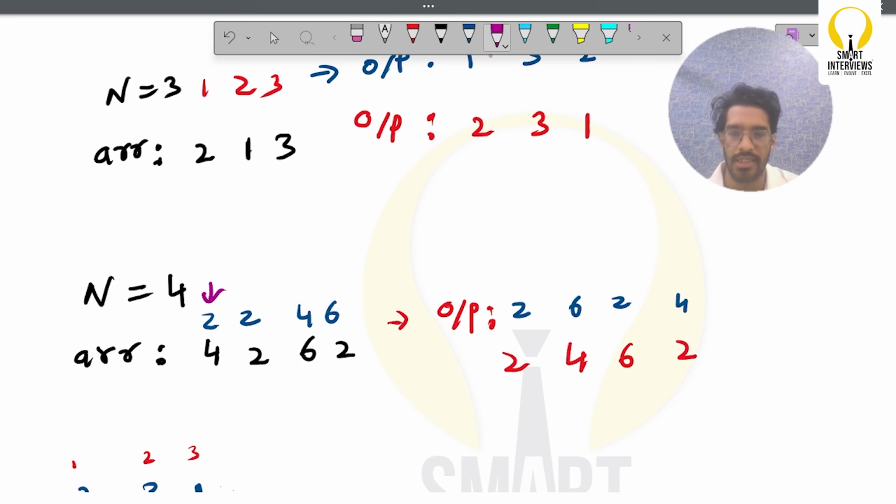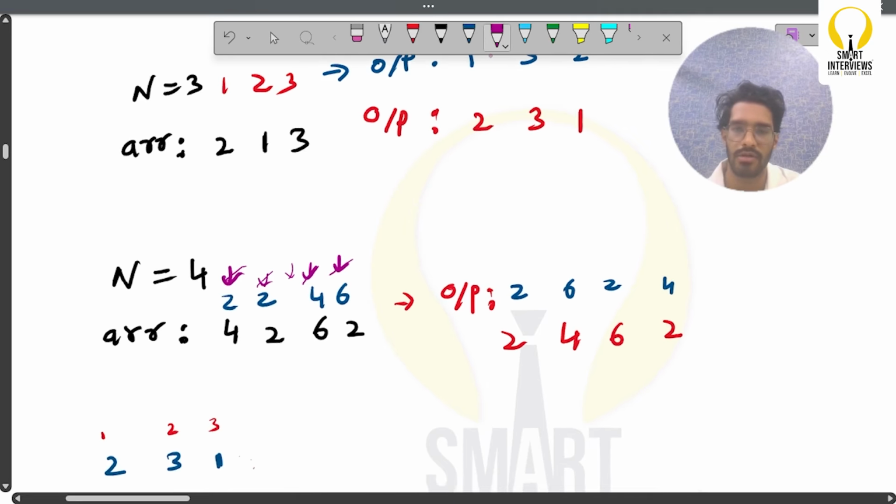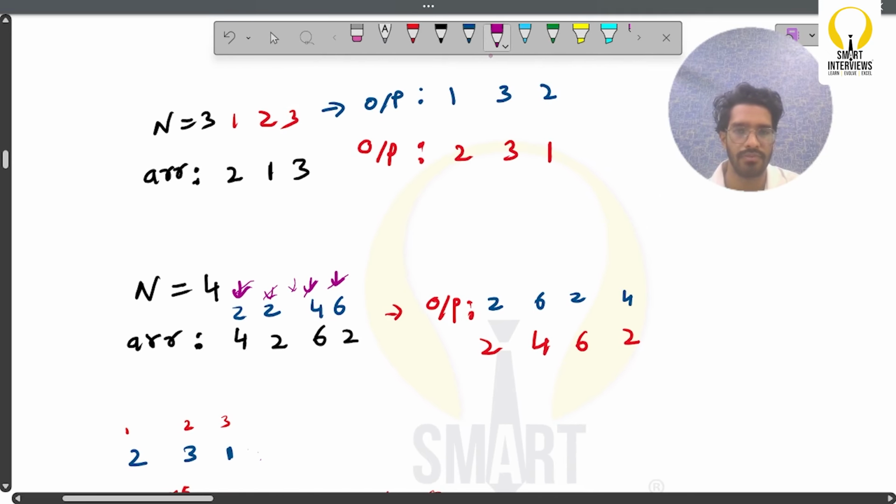We are just placing the pointers like this. We are printing 2 and 6. We are again moving inward like this. We are printing 2 and 4. We are moving inward like this. I hope the solution is clear to everyone. Shall we now move on to the code part?